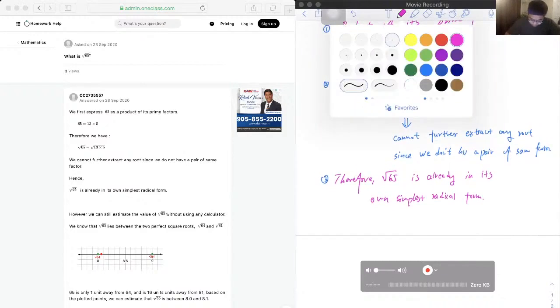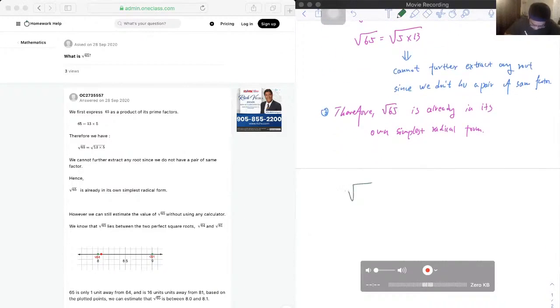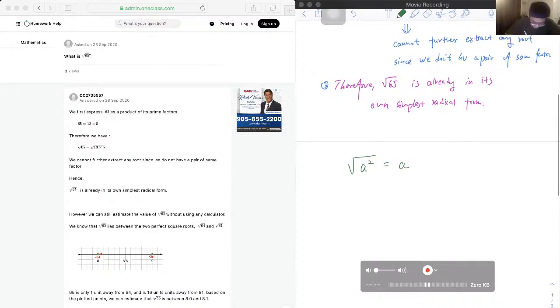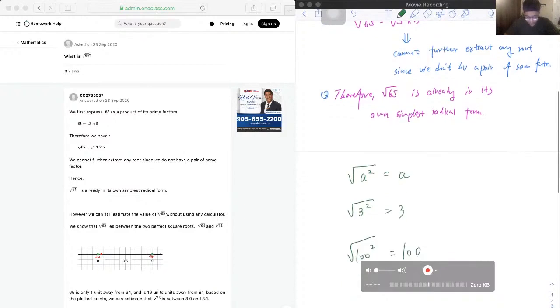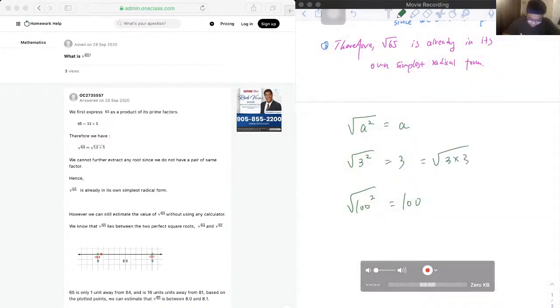And let me just explain this part a little bit more. So what I mean by they don't have a pair of same factor is that, recalling the property, if we got a square root of, let's say, a squared, the answer for this part will be a, right? So for example, let's say if we have 3 squared and then we take the square root of that, we're going to get 3, right? So let's say we got the square root of 100 squared and then we'll get 100 as our answer. So that's what I mean by a pair of same factor, because this can also be written as root 3 times 3, root a times a, and root 100 times 100. And so root 65 is already in simplest radical form.